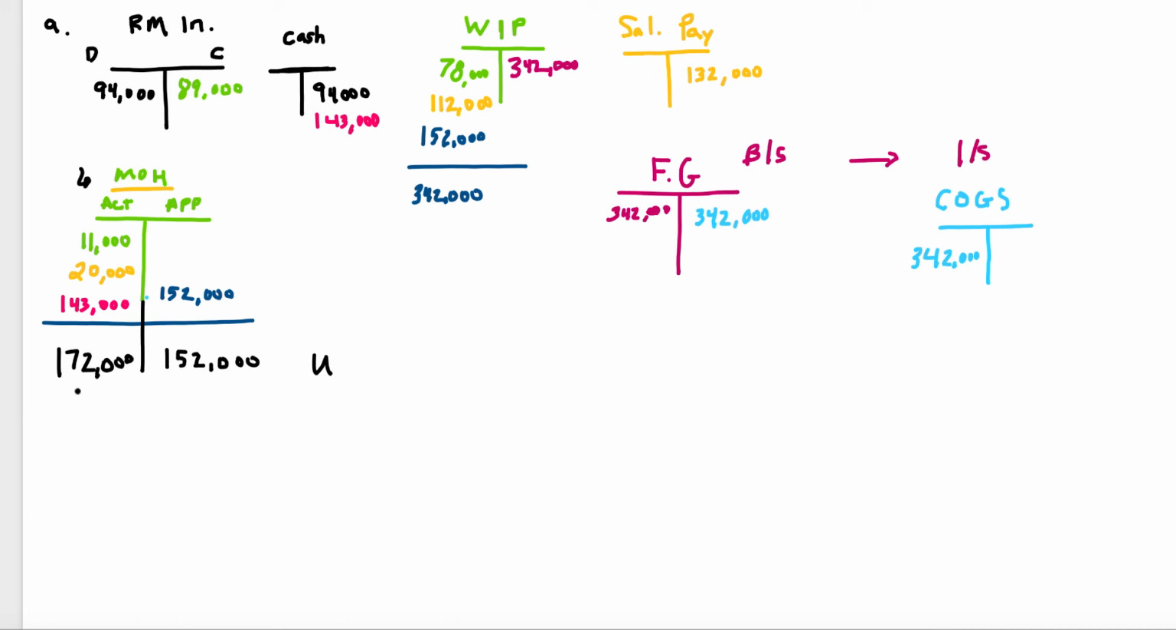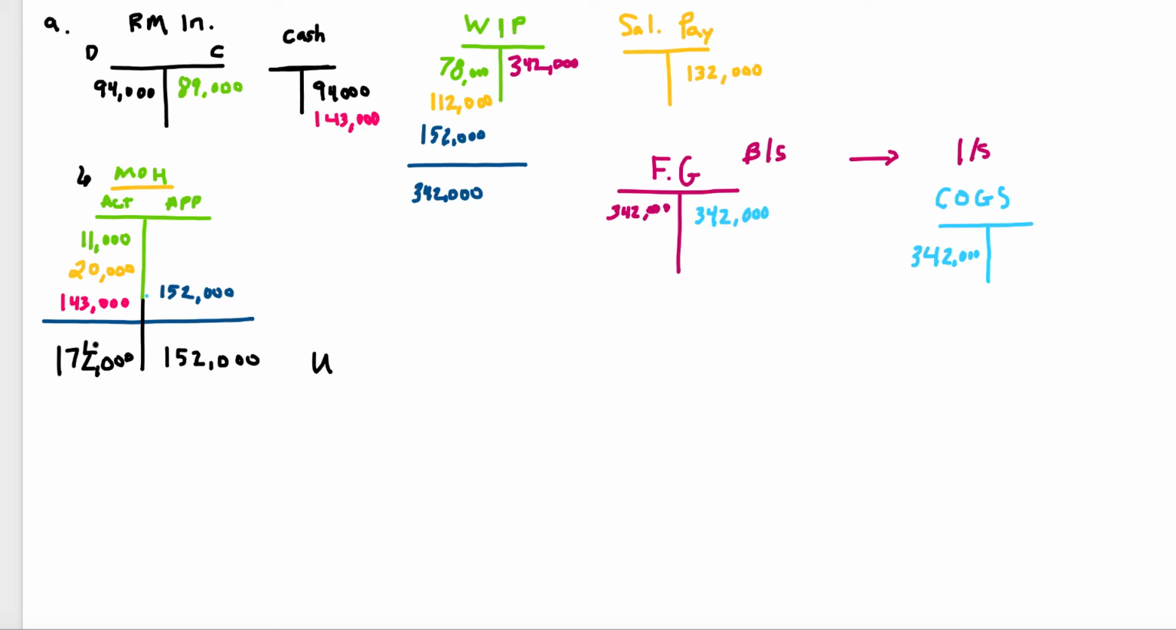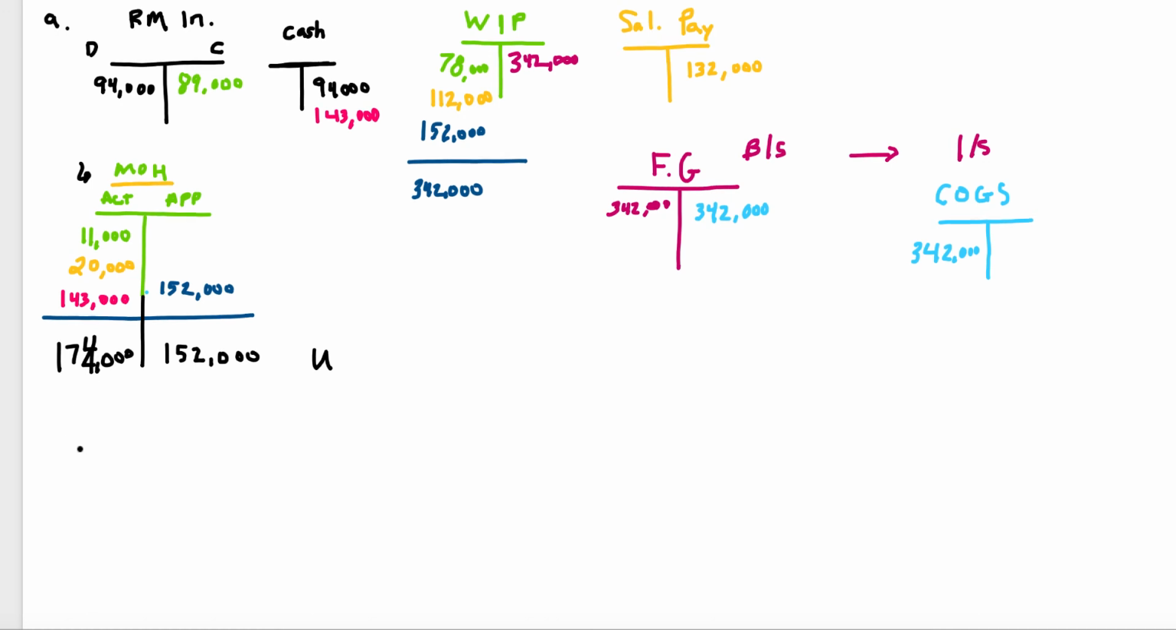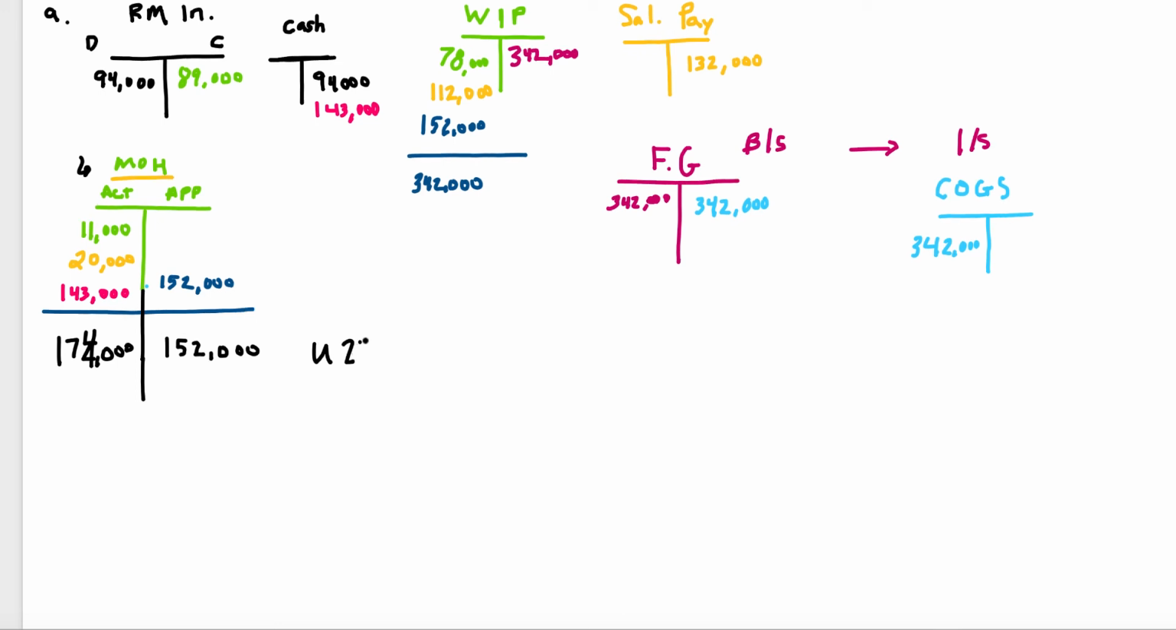Okay, so actually that should be $174,000, not $172,000. Okay, $174,000. So the difference between these two is $22,000. Okay. The difference between these two is $22,000. So that means that I underapplied overhead by $22,000. Okay.